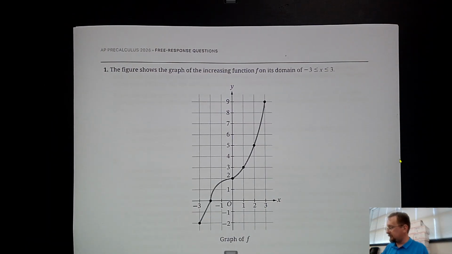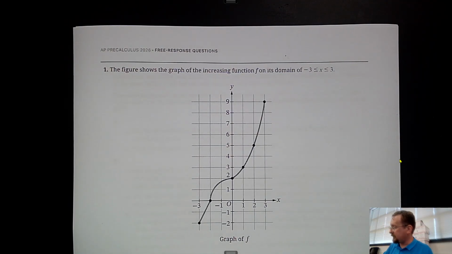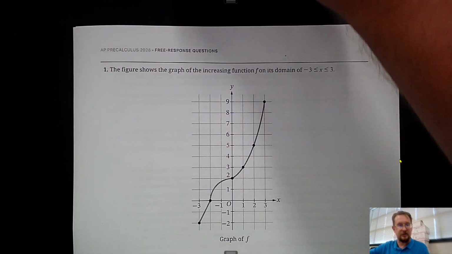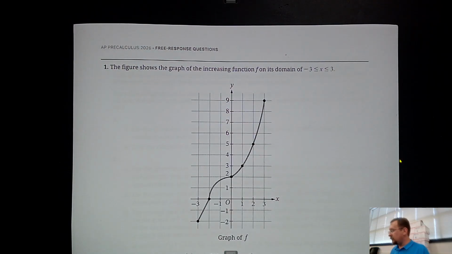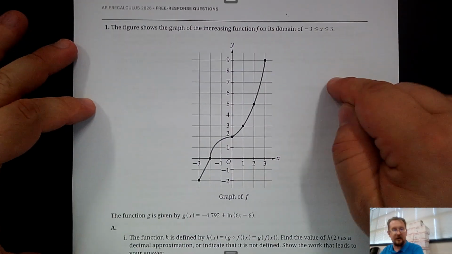But AP Physics involves a fair amount of what they teach in AP Precalculus. So I figured today I would have a look at the AP Precalculus free response questions for 2026 that were just released yesterday. I did not have a look at this beforehand, so I'm going to be running these cold, and I hope I do a good job. All right, here we go. This is the calculator portion.